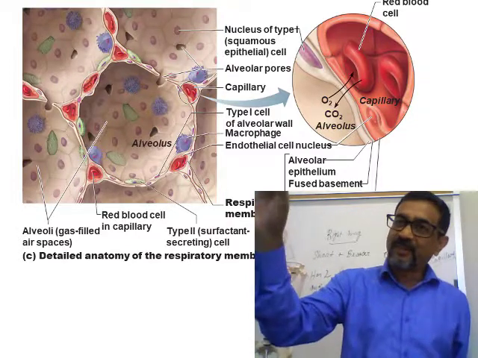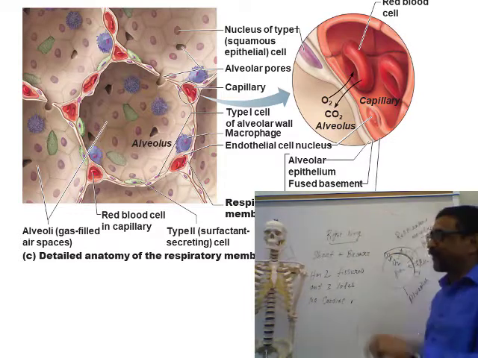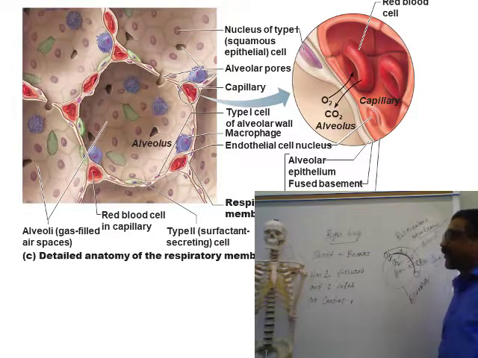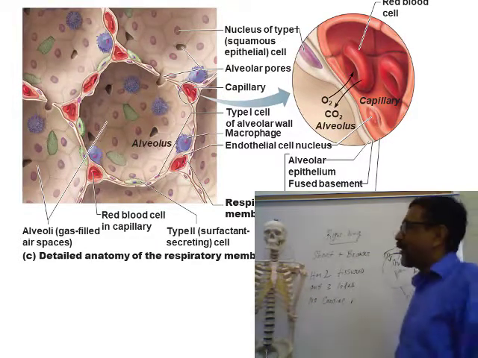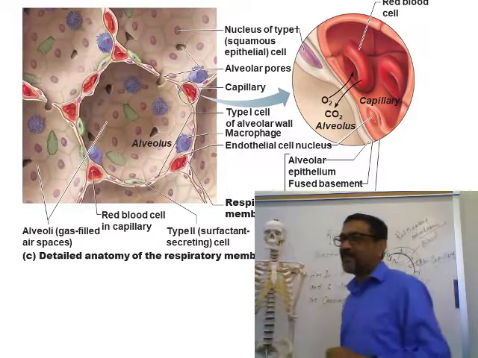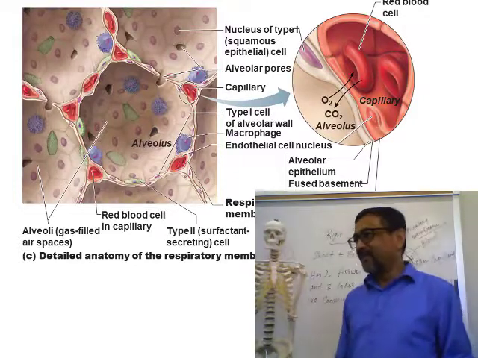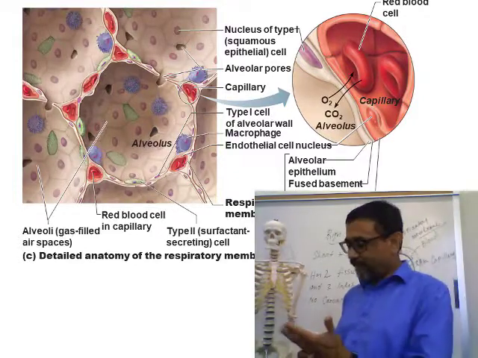So those are three types of cells. Simple squamous are called type 1 cells because that's the most common type. Type 1 cells are simple squamous. Type 2 cells are surfactant secreting cells. Is it clear? And macrophages. So those are three types of cells.